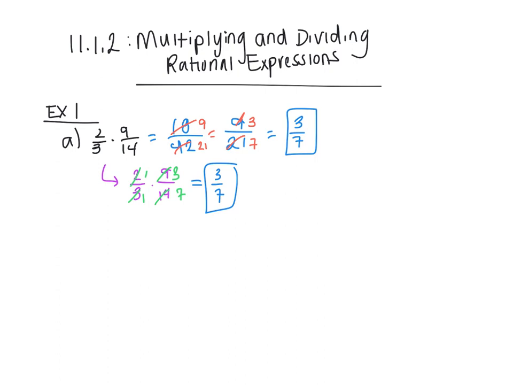So let's look at a second problem. That would be part B. Now let's look at division. So let's do 3/5 divided by 12 over 25. All right, so 3/5 divided by 12/25.